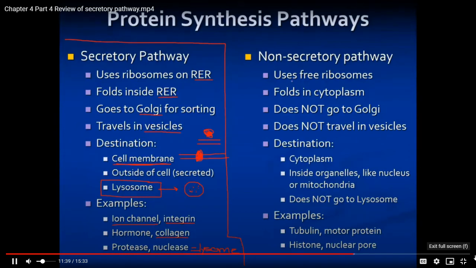The non-secretory pathway uses free ribosomes that stay free. They never dock on the ER. The protein folds in the cytoplasm, doesn't go in the ER. It does not go to the Golgi. It does not travel around in vesicles. So the destination of these proteins would be the cytoplasm or inside organelles like the nucleus or the mitochondria. The only exception to that organelle rule is the lysosome.